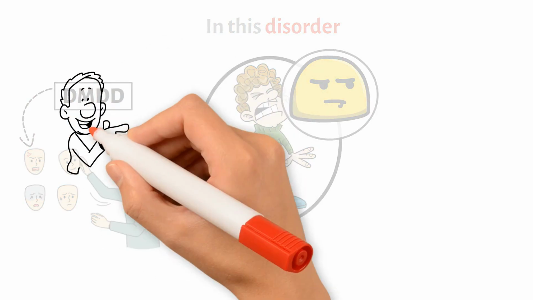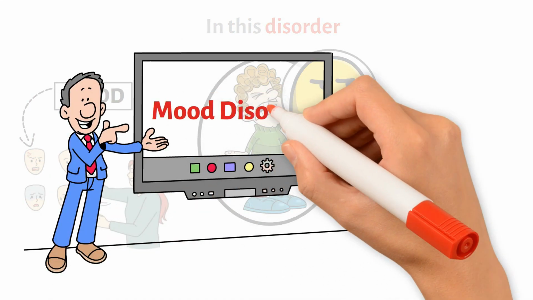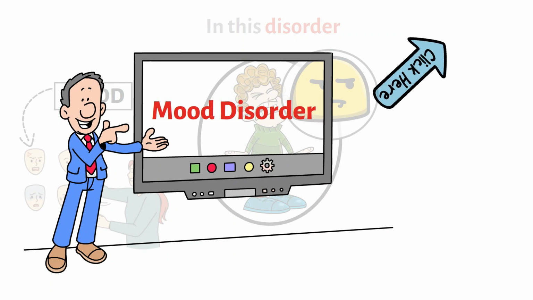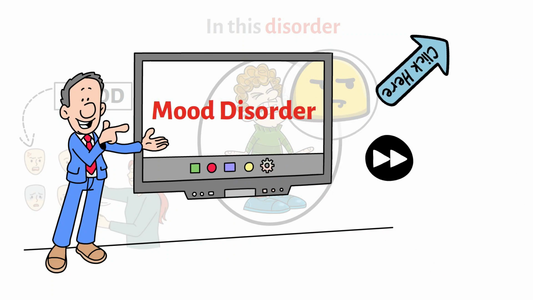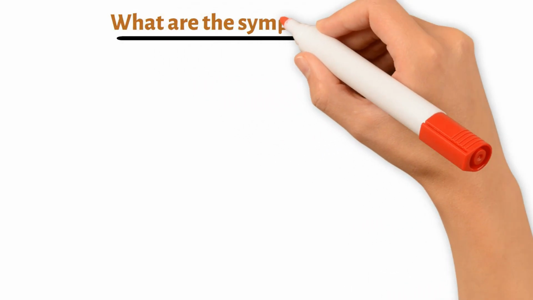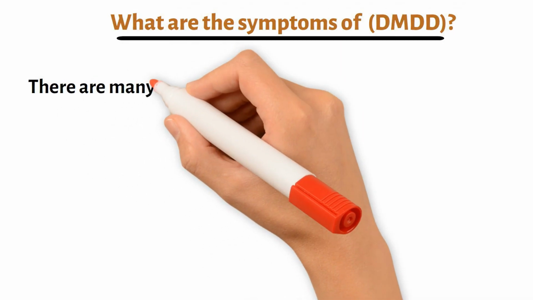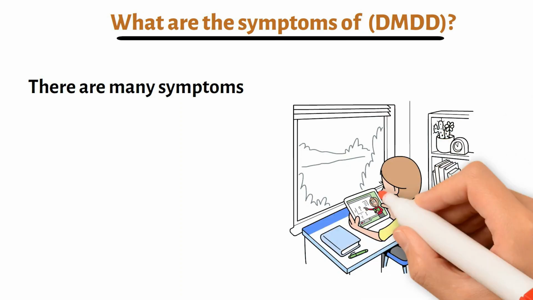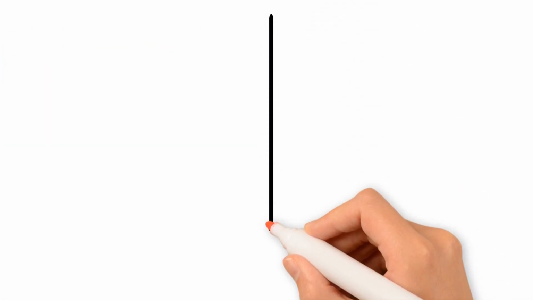We have already created an excellent video on mood disorder, which you can watch by clicking on the I button here. Now let's move on to the next point, where we will look at some common symptoms. There are many symptoms, but here we will look at some common symptoms. So let's start with irritability.